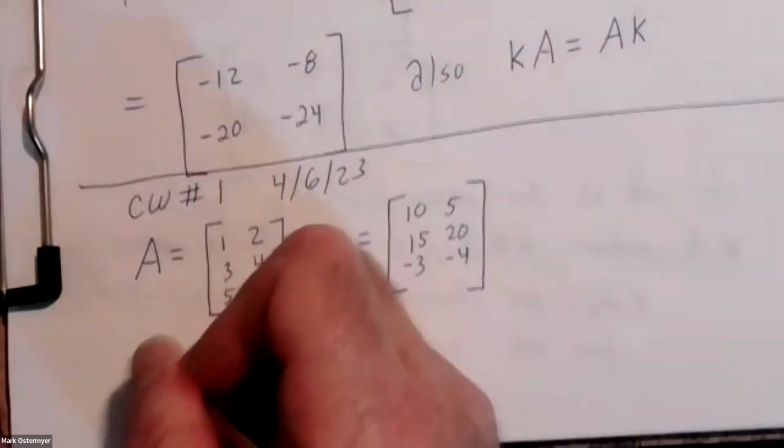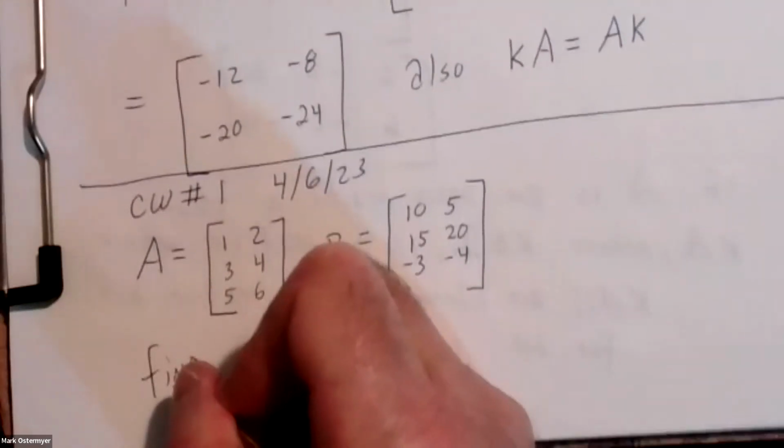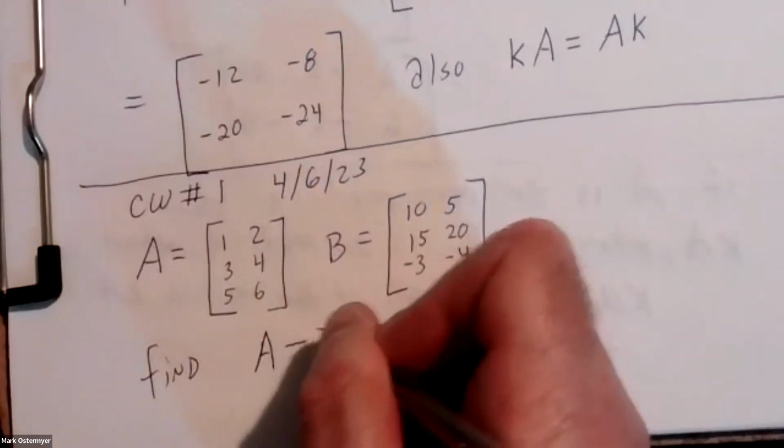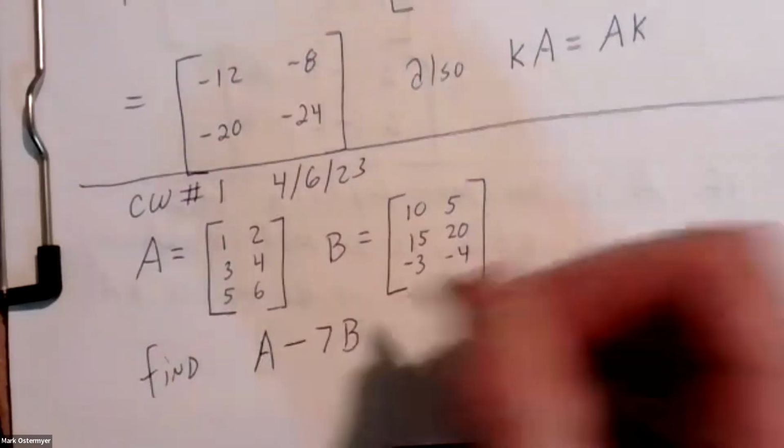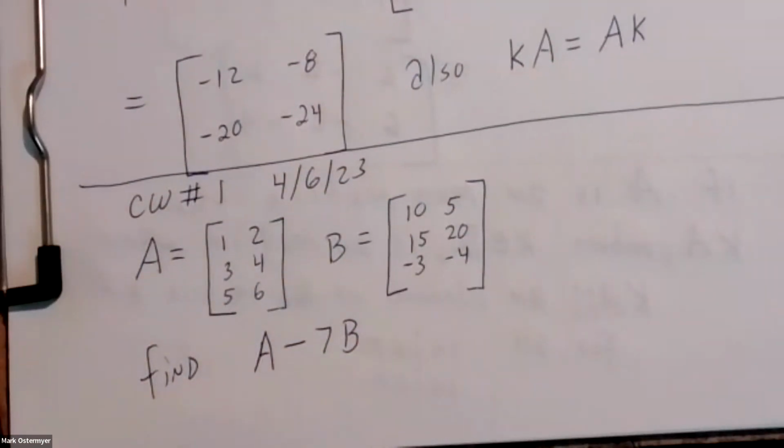Given those matrices, let's have you do this. I would like you to find A minus 7B. Go ahead and see if you can find A minus 7B, or A subtract 7B, or matrix A subtract 7 times matrix B. See if you can find that.